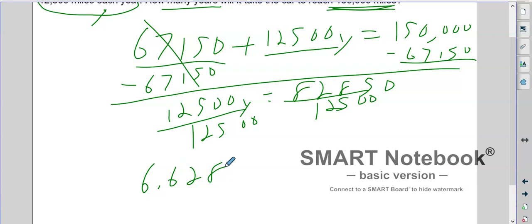So approximately 6.6 years. About. Rounded.